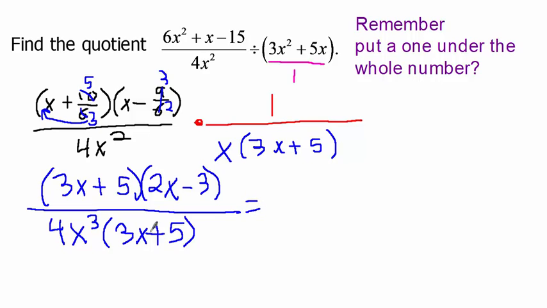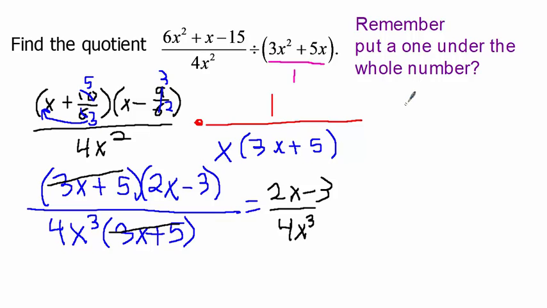Okay, so these two actually do cancel. They're hard to see when they were in the original form up here. There are advantages to putting it in factored form and not solution form. These both cancel, and we're left with 2x minus 3 and 4x cubed.